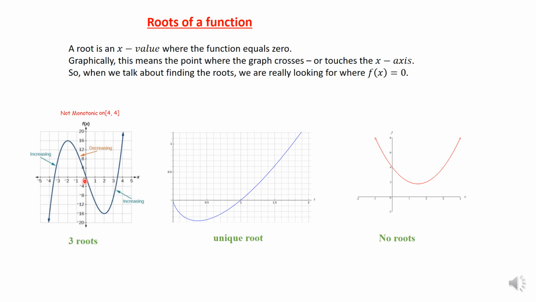Now, graphically, the function may intersect the x-axis at more than one root, as you can see in graph 1, or at one root, as you can see in graph 2, or it may have no roots, as is clear in graph 3. The graph does not intersect the x-axis at any point.